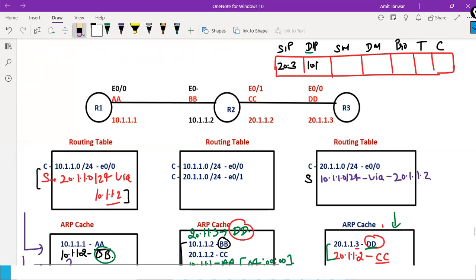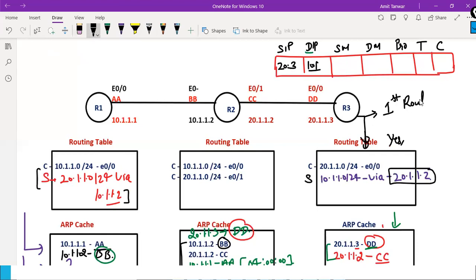So again, next time the router will check the destination IP 10.1.1.x. Do we have any routes? Answer is yes, we do have. How to reach? Via 20.1.1.2. So when it's checking its routing table, this concept is known as the first route lookup. Now, you know how to reach 10.1.1.0, via 20.1.1.2.